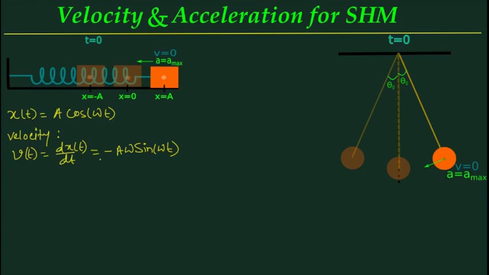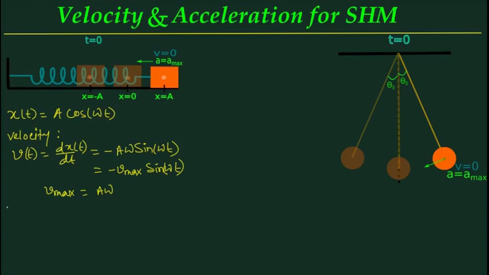Let's say this is equal to minus v max into sine of omega t, where v max equal to A times omega. We have written v max because the maximum value of sine omega t is 1. So the maximum value of v will be A omega, right? That's why we have written v max equal to A omega.